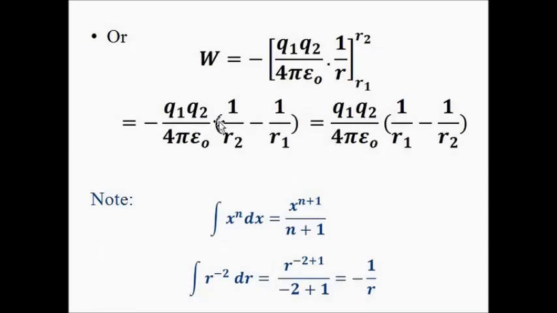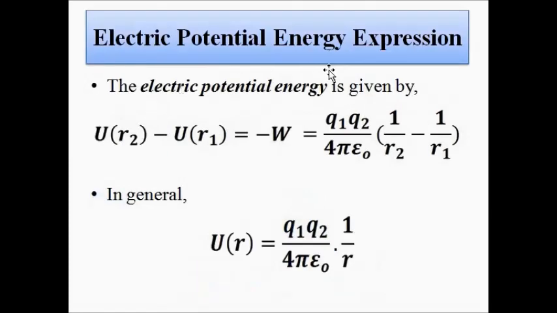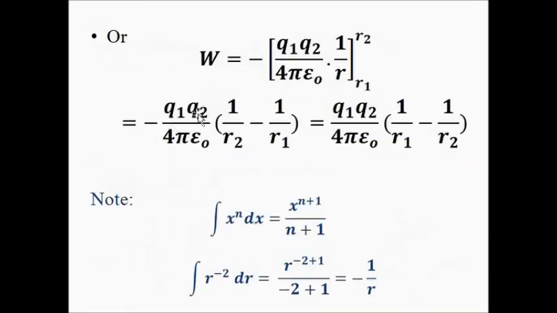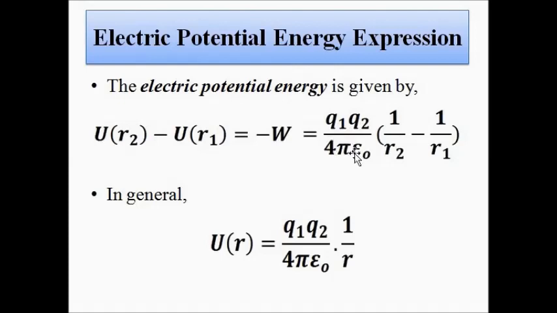Okay, so we finally got the amount of work represented by this expression, but now we have to find the electric potential energy, which is the negative of this work. So when we take the negative, the electric potential energy, which is minus W from r2 to r1, is simply minus of this expression. Minus minus gets cancelled, it becomes plus q1 q2 by 4 pi epsilon 0 into 1 by r2 minus 1 by r1.